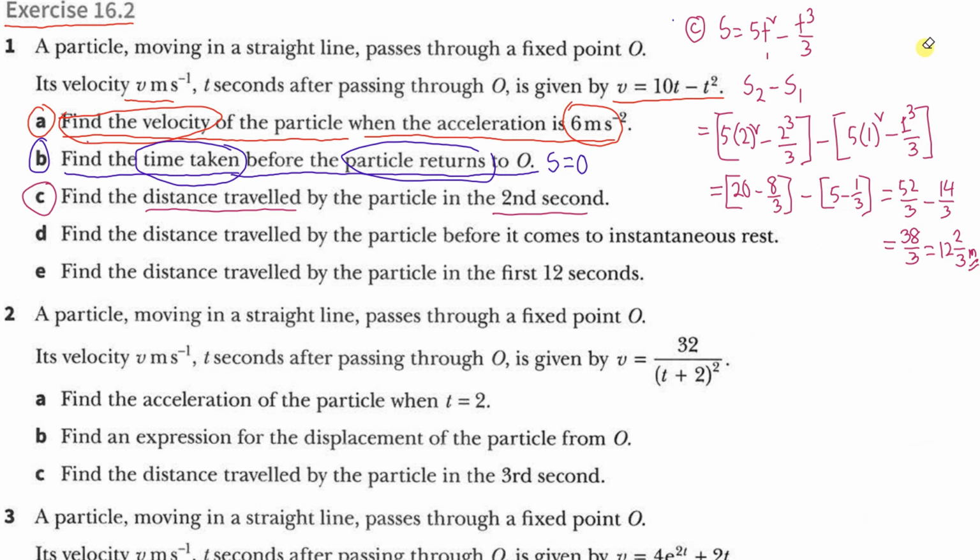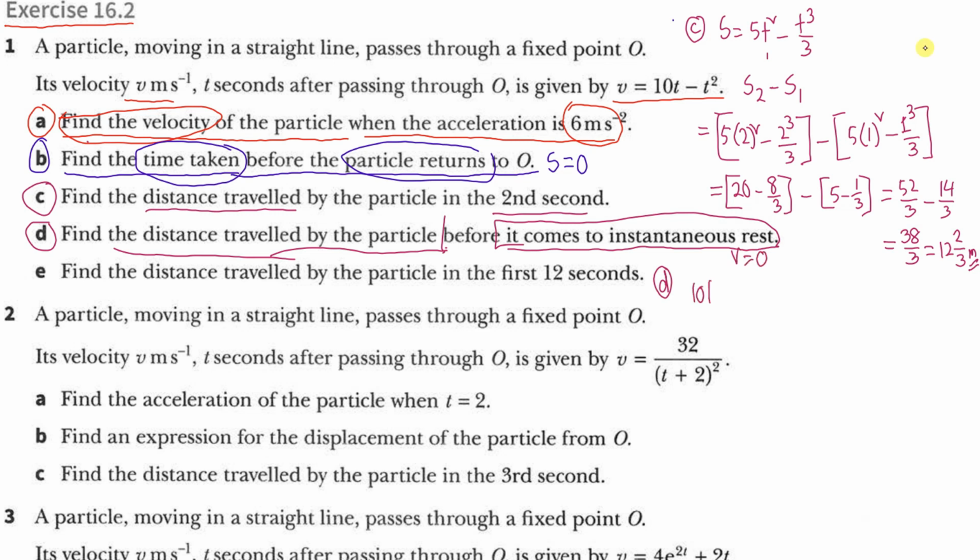Number D, it is written, find the distance traveled by the particle before it comes to instantaneous rest. If it is written instantaneous rest or comes to rest, whatever it is written, we always need to consider v equals 0 to get the time. So consider that when instantaneous rest, it means that v equals 0 always.